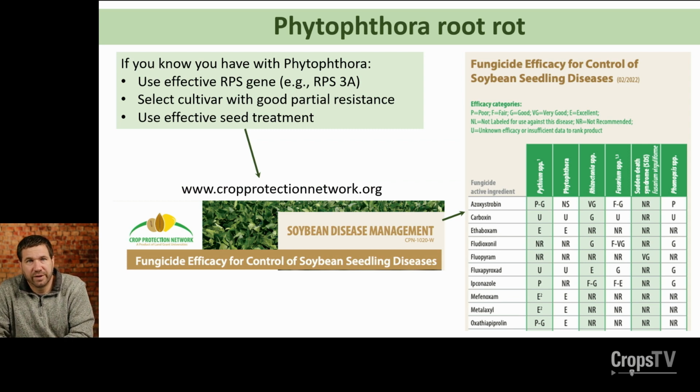So if you do know that you have Phytophthora, here are the management suggestions. Use an effective RPS gene, which would probably mean that you're not going to use RPS 1A or 1K or 1C. So 3A would be a good option, but again, there's not a lot of varieties that have that. Select a cultivar that has good partial resistance, and just keep your fingers crossed and hope that resistance is actually associated with Phytophthora out in that field. And the last one, and we're not going to go into great detail on this, is to use an effective seed treatment. There's plenty of seed treatments out there. If you go to cropprotectionnetwork.org, you can go to the publications and find the publication on fungicide efficacy for controlling soybean seedling diseases, and there's ratings for all of the products there.